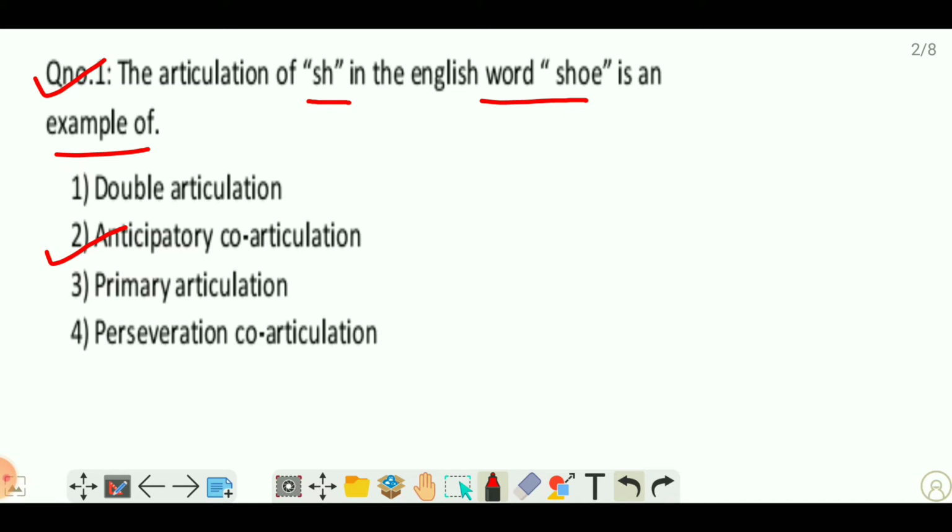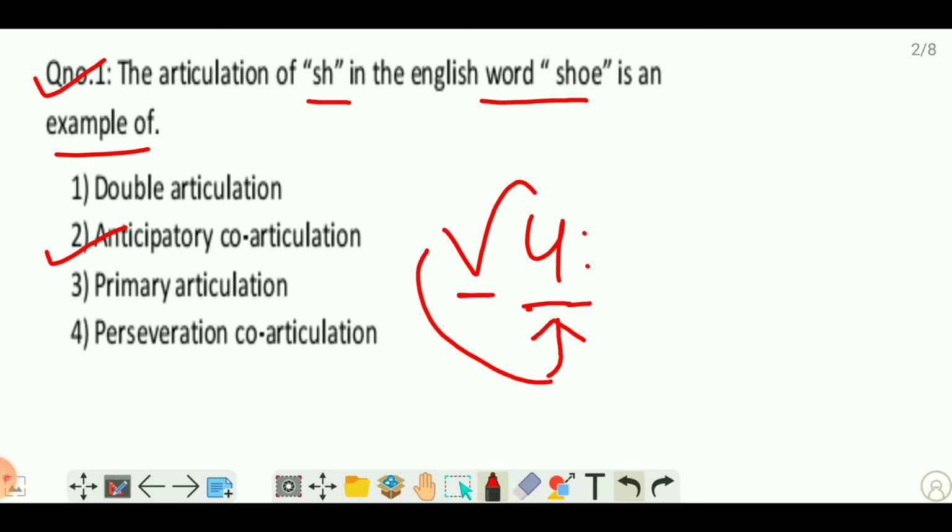For example, we have this word shoe. In this word, the sh sound is a post-alveolar fricative, and the u is a back rounded vowel sound. Because the u is a rounded sound, during the production of the sh sound, our lips become rounded so as to pronounce the u sound smoothly. It means some of the features of this u sound are reflected in this sh sound. This process in which some of the features of the following sound are reflected in the preceding sound is called anticipatory co-articulation.